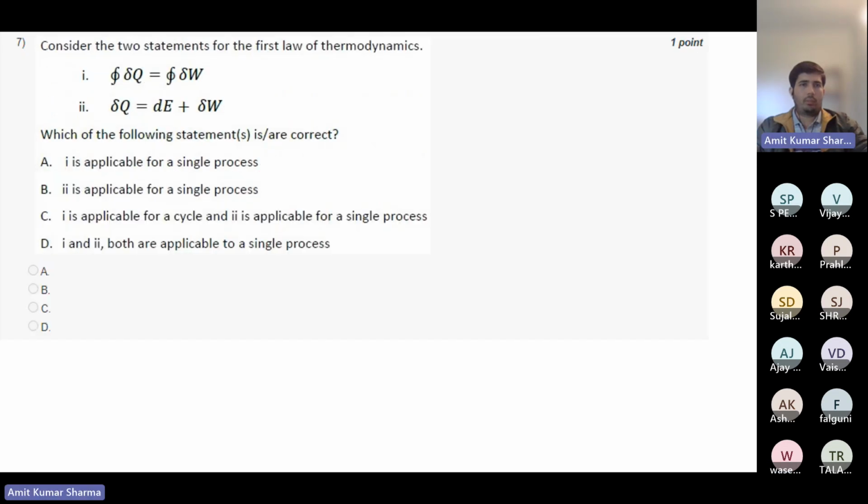Let's come to question number 7. Consider the two statements for the first law of thermodynamics. Statement 1 says the cyclic integral of delta Q is equal to the cyclic integral of delta W. Statement 2 says delta Q is equal to dE plus delta W. Which of the following statements is or are correct? Go through all the options and also discuss your reasoning.